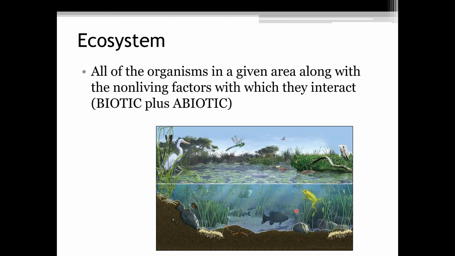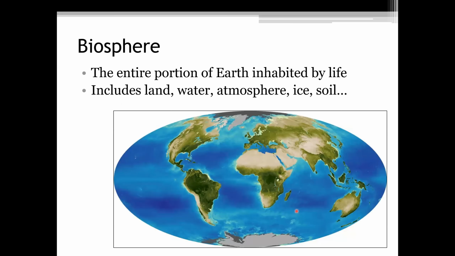And now we're going to go to the next level, which would be the ecosystem. So all of the organisms in an area or community and the non-living factors. So here we have biotic plus abiotic. So now we're thinking about both living and non-living components. And then we go up even further, one more level from ecosystem to biosphere. And this is going to be the entire portion of Earth inhabited by life. This includes land, water, atmosphere, ice, soil, etc. So that is it for the introduction. We'll move on to the activities.